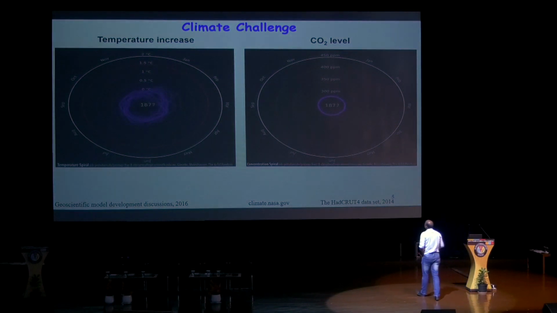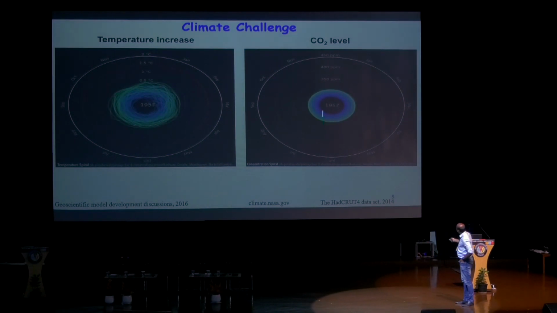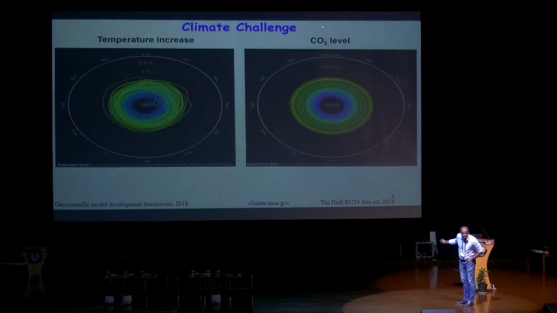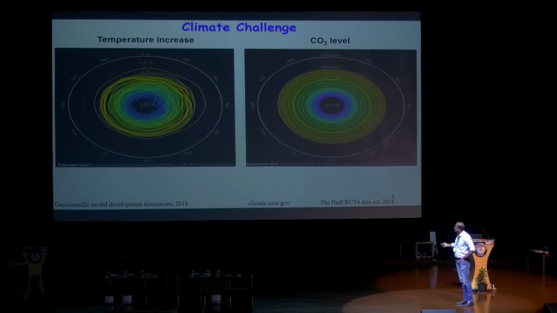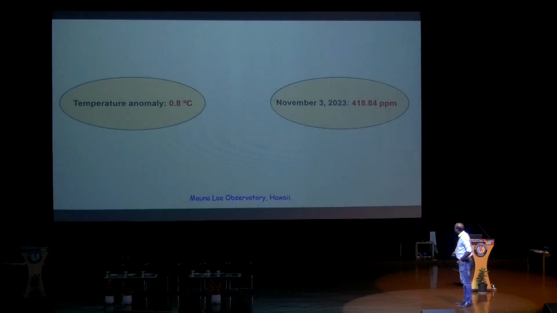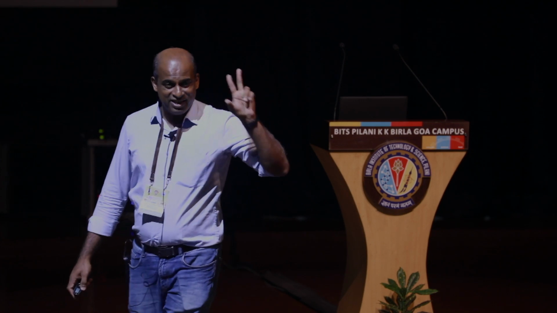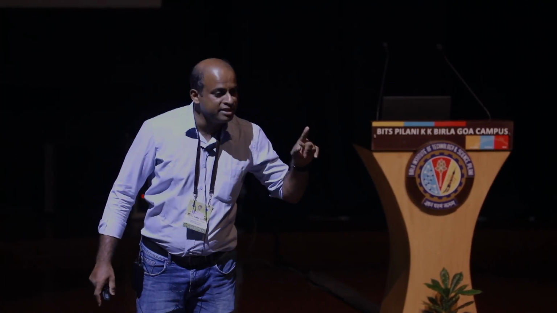If you look at this cartoon presentation, over the last century or more, you can see that the temperature is increasing, around 2 degrees, because the CO2 level is increasing. You can see this on websites, or if you go to the observatory in Hawaii, every day you can see the second decimal increasing.